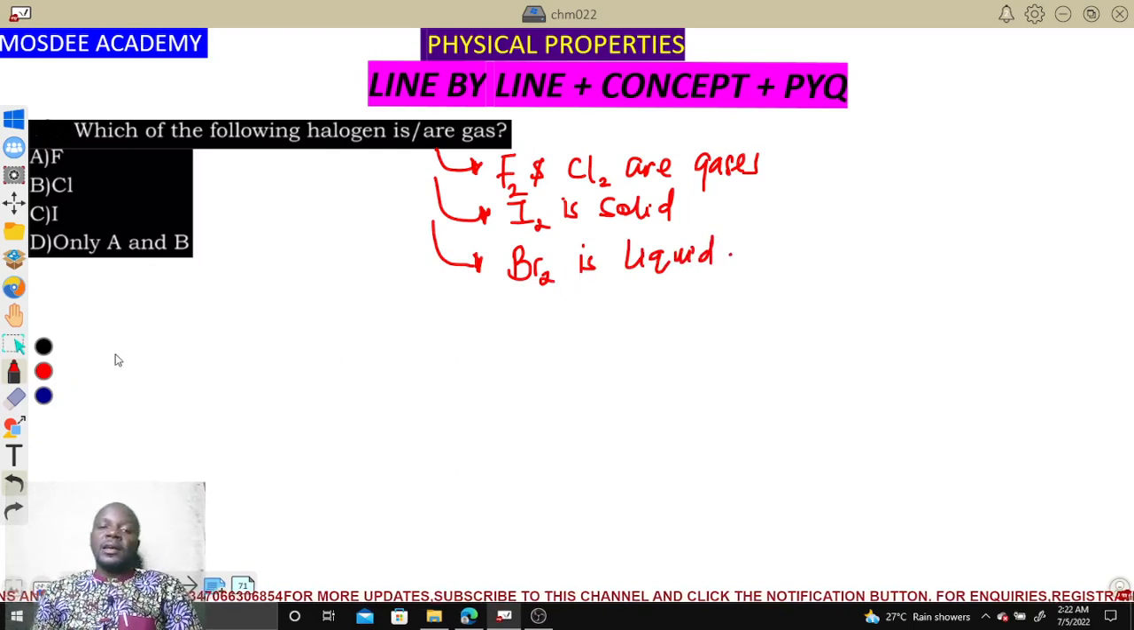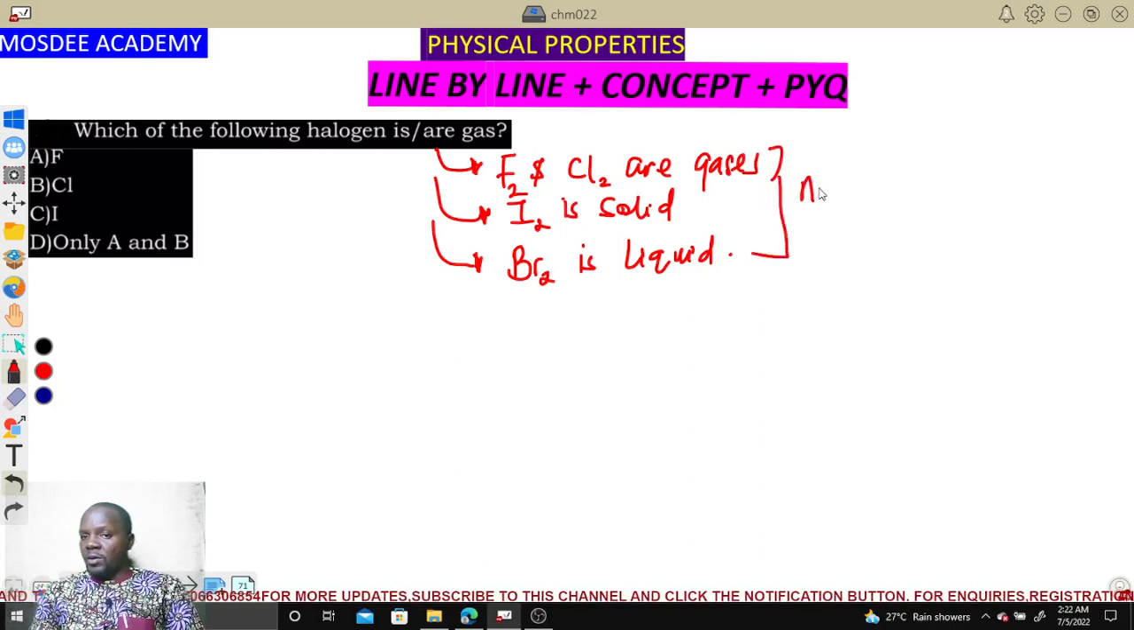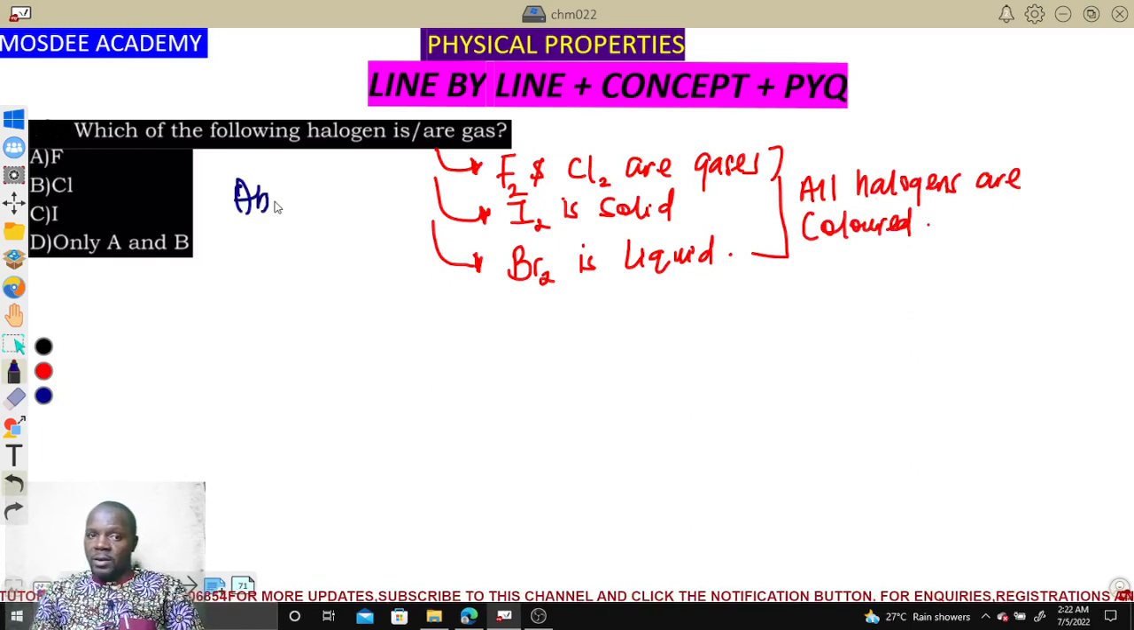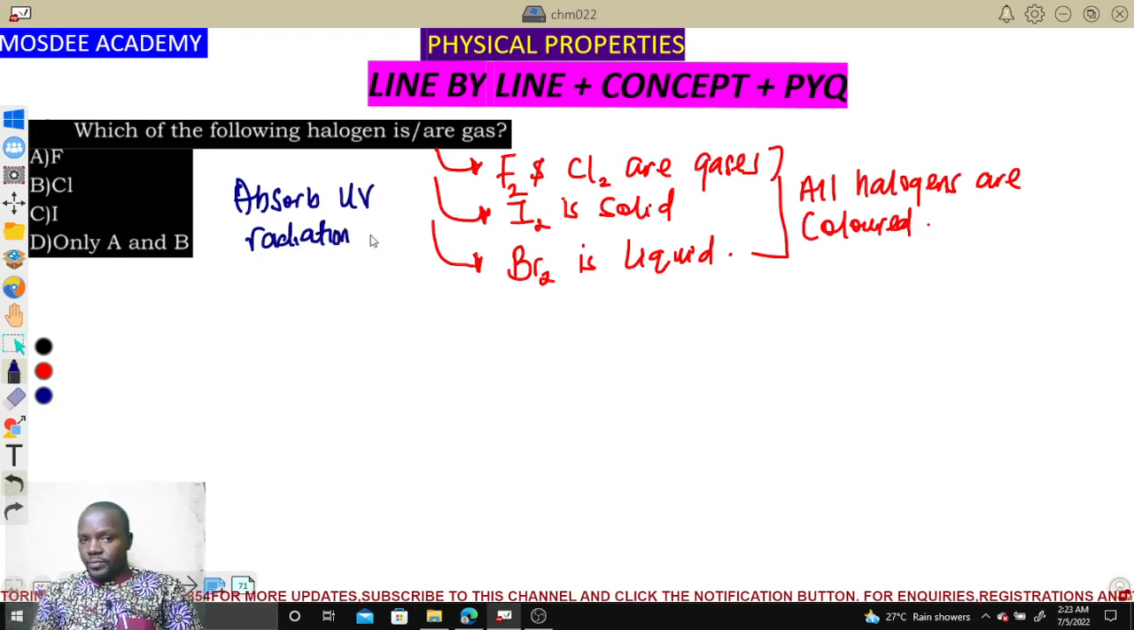Now, there are some other physical properties you also need to know. I'll be talking about it line by line, just for you to follow through. Please write down, it's important. All halogens are colored. The reason for their coloration is that they absorb ultraviolet radiation from the atmosphere. That is why they are colored.